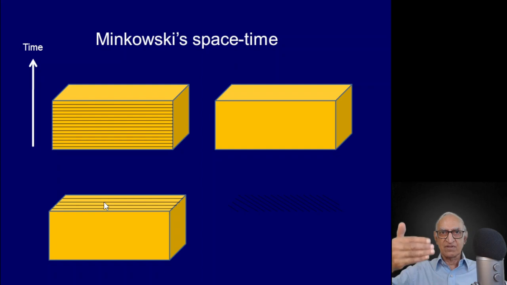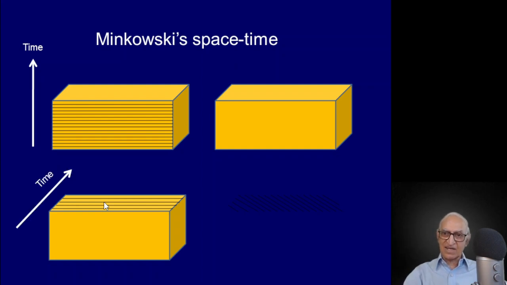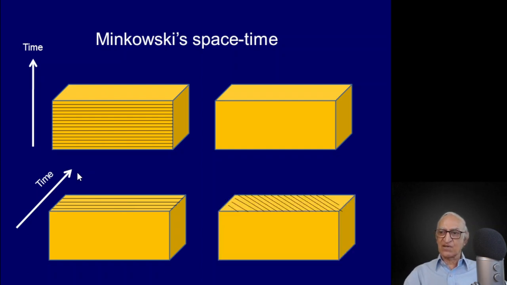And I'm going to define my time in a perpendicular direction over there. A third inertial observer may say, no, I've got to do it very differently. I'm going to define that as my time direction, and therefore my space directions will be perpendicular to that. Who is right? Minkowski said, they're all right.